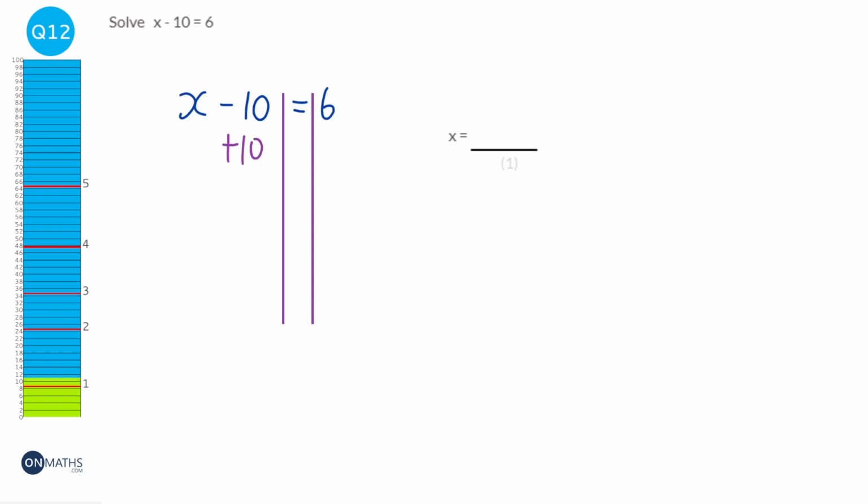But you can't just do that to the left-hand side. You have to do the same thing to the right-hand side. So on the left-hand side now, we're left with just x because we've got rid of that take away 10. And on the right-hand side, we do 6 plus 10, which is 16. So our solution is x equals 16.